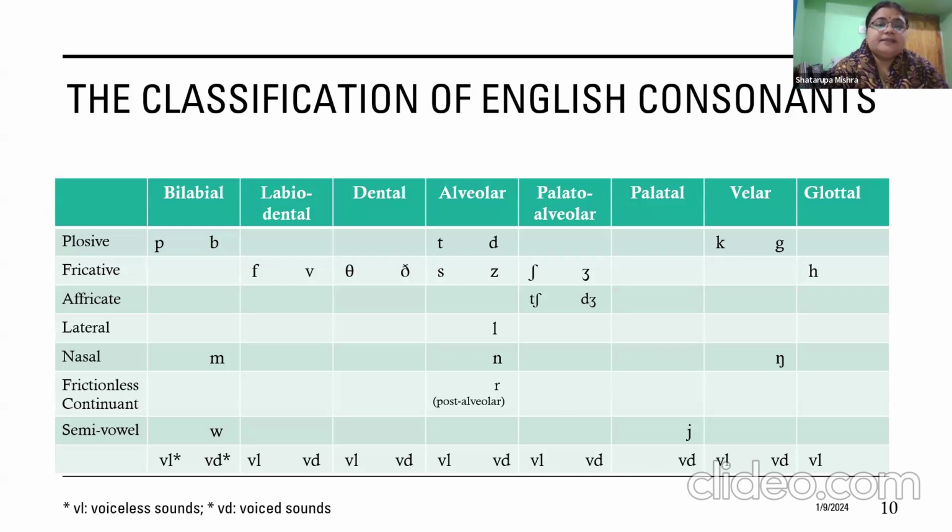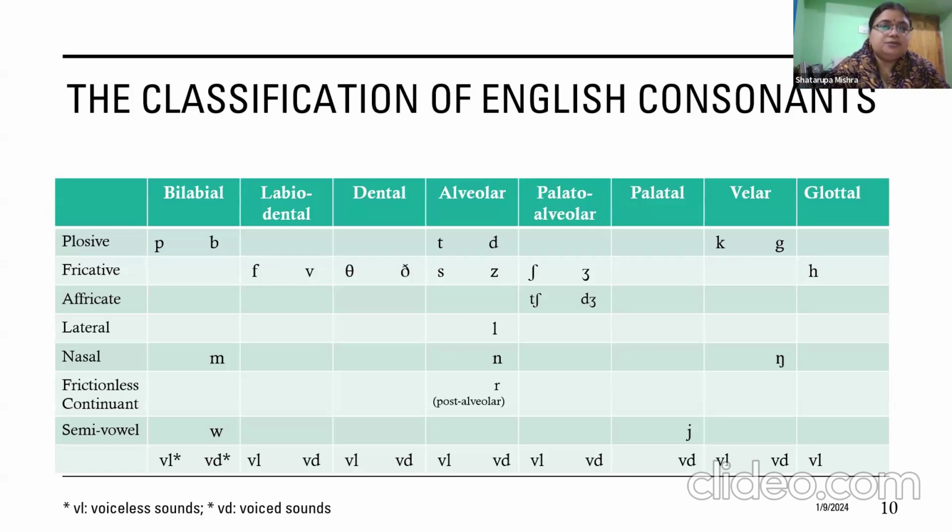Now we will see P, as in pat, is a voiceless, bilabial, plosive. All right. Then we come to the f sound. Fan. All right. The f sound is voiceless, labiodental, fricative. All right, so this is how we describe sounds. Then the sound k, cat, it is voiceless, velar, plosive. All right, so this is for your reference.